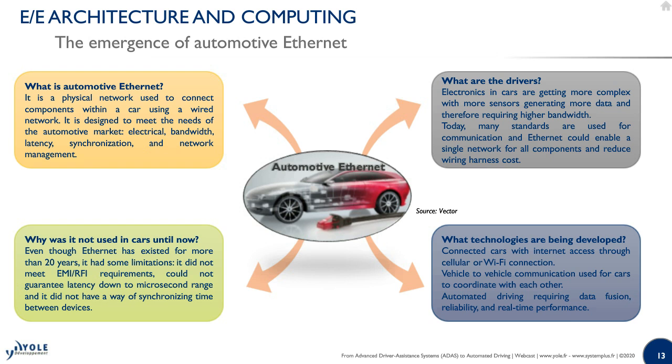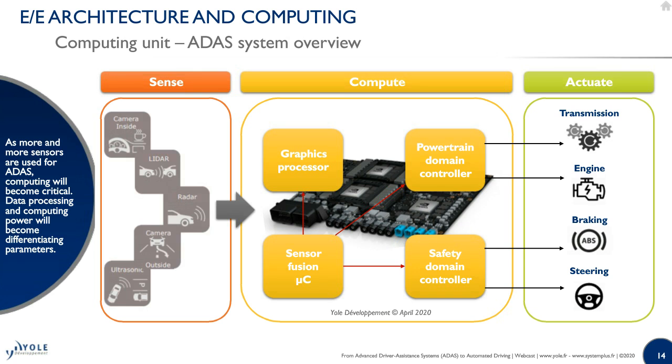On slide 14, you see the architecture of the global view of the system. So you have the sense part that gathers the data coming from the camera, the LiDAR, the radar, and the ultrasonic sensor. The raw data is sent to the computing unit, so our domain controller. And then this controller is processing all the data and will act on the different ECUs for transmission, for the engine, the braking system, or the steering. And computing power will become more and more important. And the associated software for automatic driving will become a differentiating parameter for OEMs.